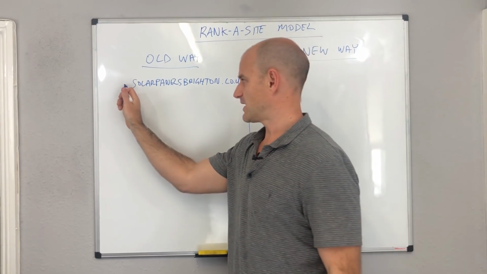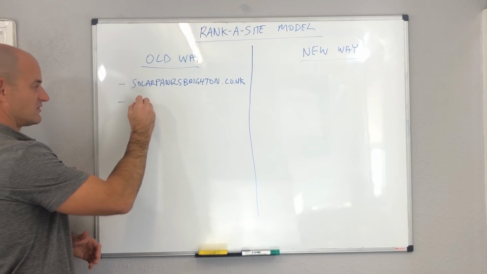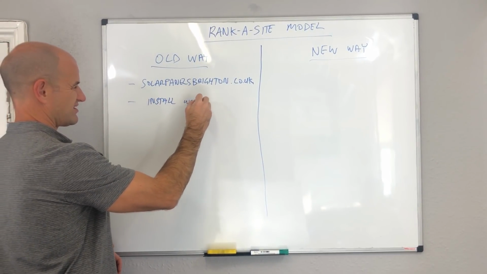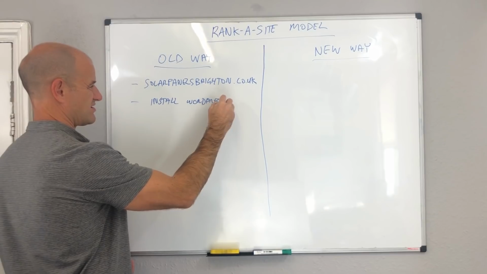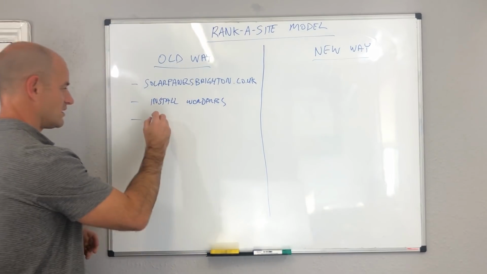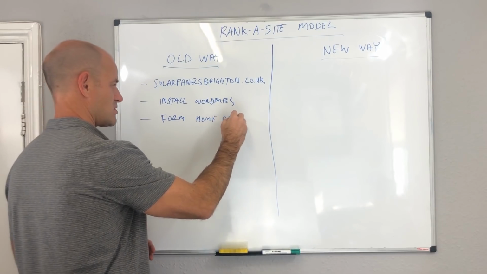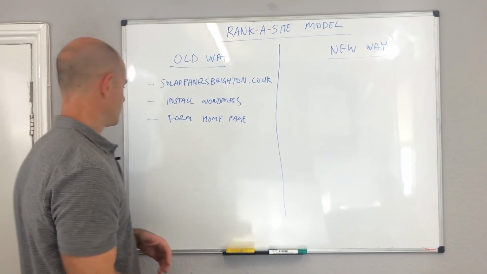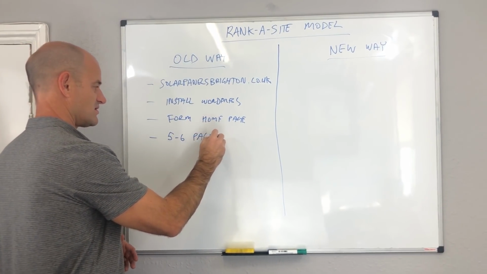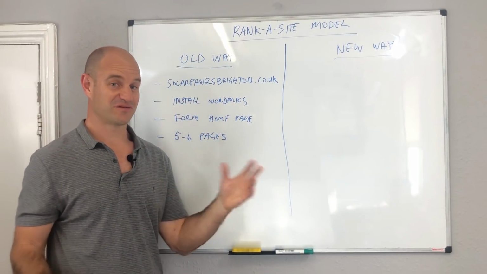So you would buy the domain, you would install WordPress. Use some kind of homepage template with a form, name, email address, and phone number. Put a form on the homepage. And then build out maybe 5 to 6 pages with different variations of that keyword in the title of those pages.